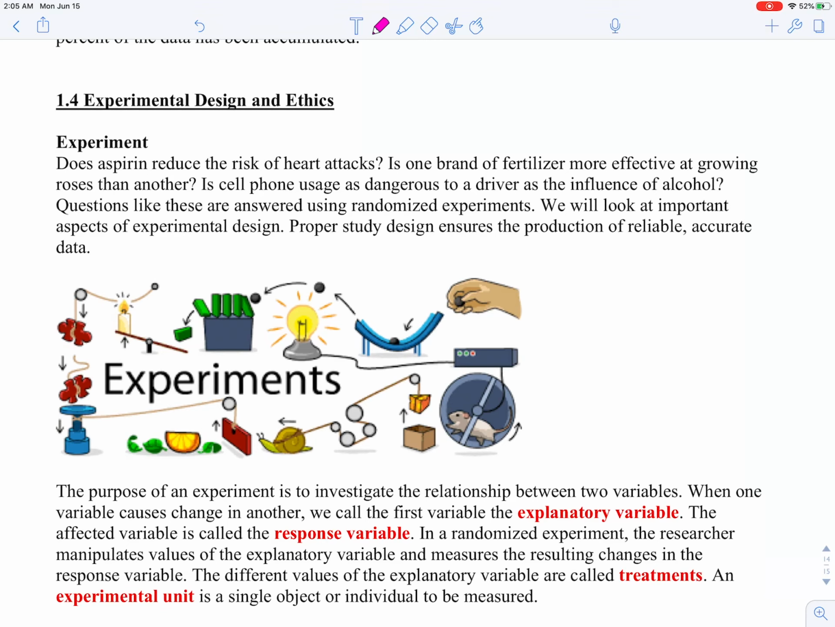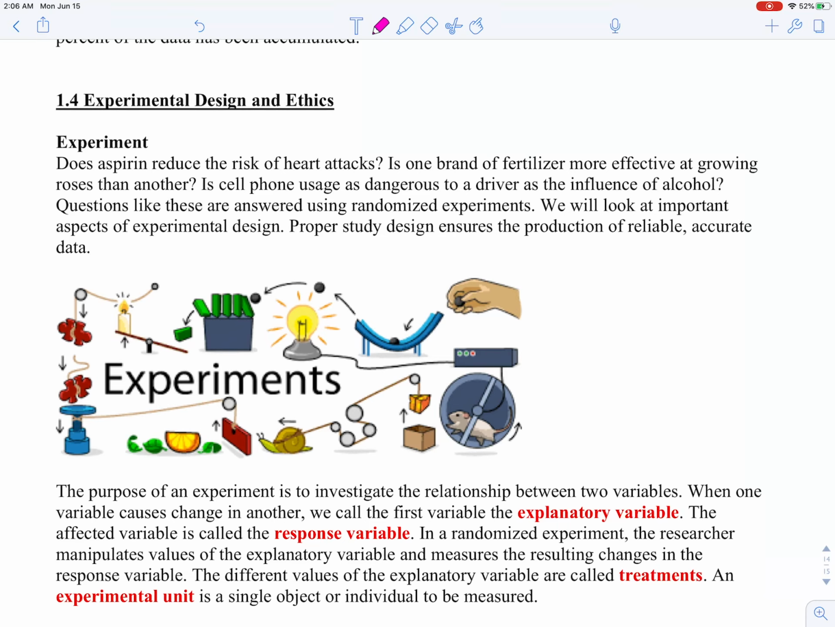Section 1.4, experimental design and ethics. When you're collecting data, ethics always apply. Well, ethics always should apply. Taking politicians, large companies trying to make money off people and things and all that. Data can be twisted and turned and all that to make their product look better than it really is.